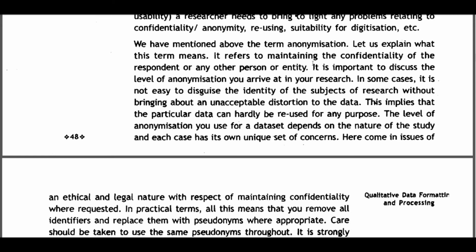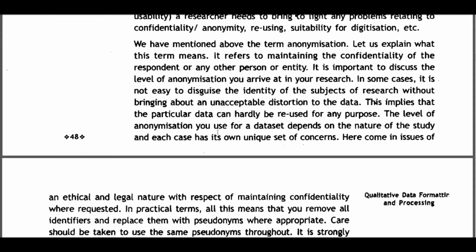It refers to maintaining the confidentiality of the respondent or any other person or entity. It is important to discuss the level of anonymization you arrive at in your research. In some cases, it is not easy to disguise the identity of the subjects of research without bringing about an unacceptable distortion to the data. This implies that the particular data can hardly be reused for any purpose.